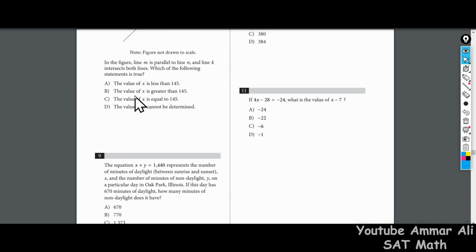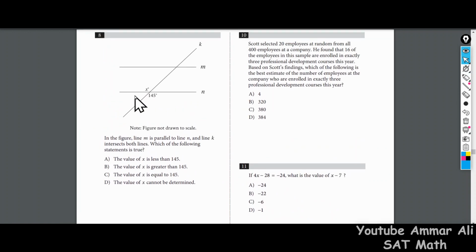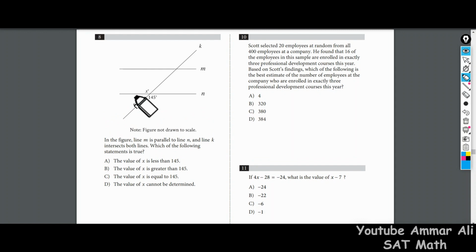Moving on to question 8. Now these questions are getting pretty easy, at least I think so. In this one, they're asking us which statement is true, and all they're doing is comparing X to 145. I'm not even going to read any of these answers yet. I'm just going to interpret this graph first.